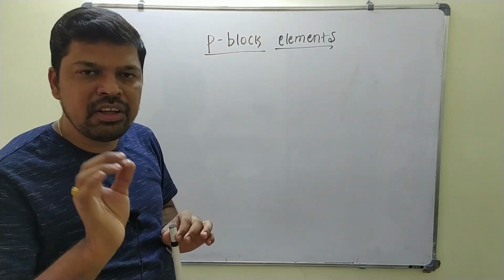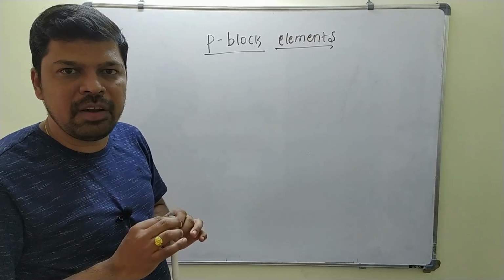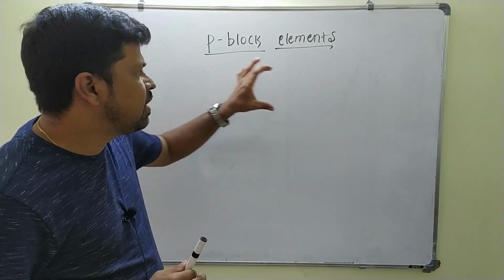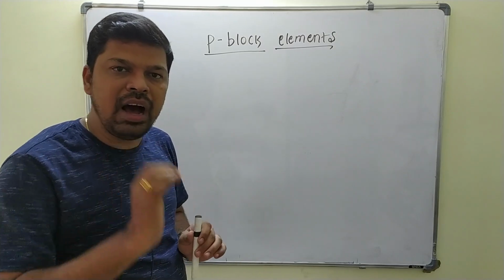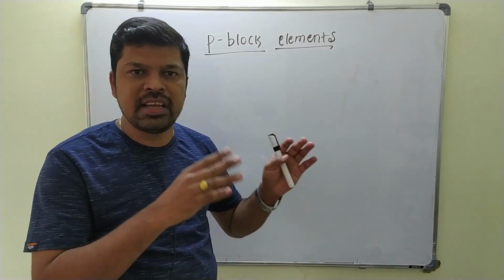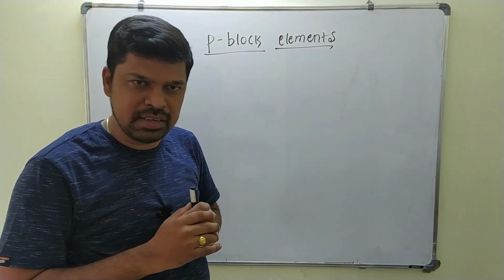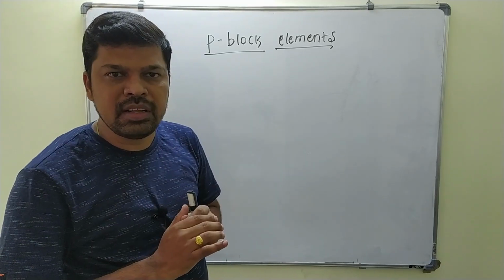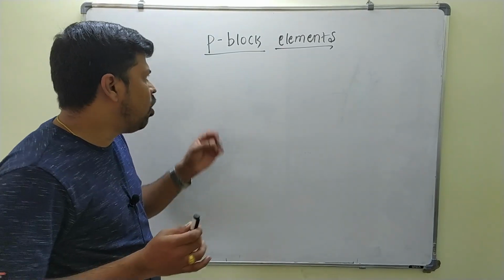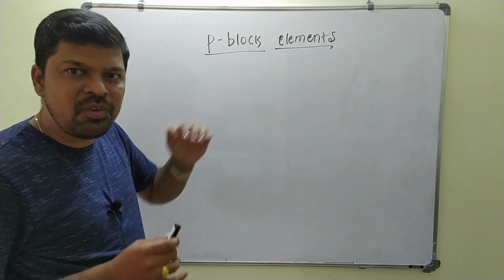In class 11 we have studied the classification of elements. The elements present in the periodic table are divided into 4 blocks, that is S, P, D and F block elements. That is based on the type of orbital that is being filled by the valence electron.